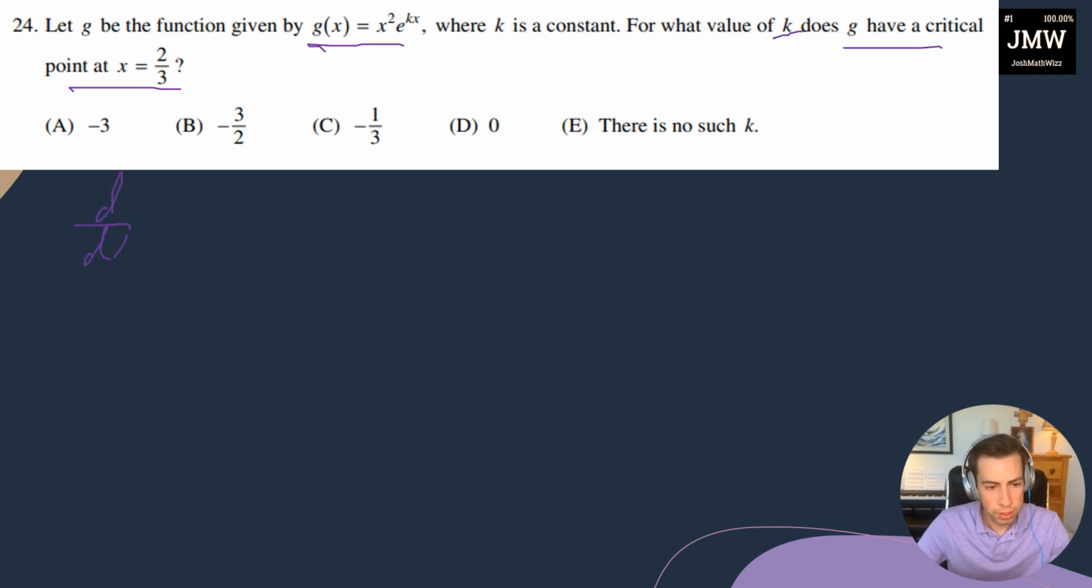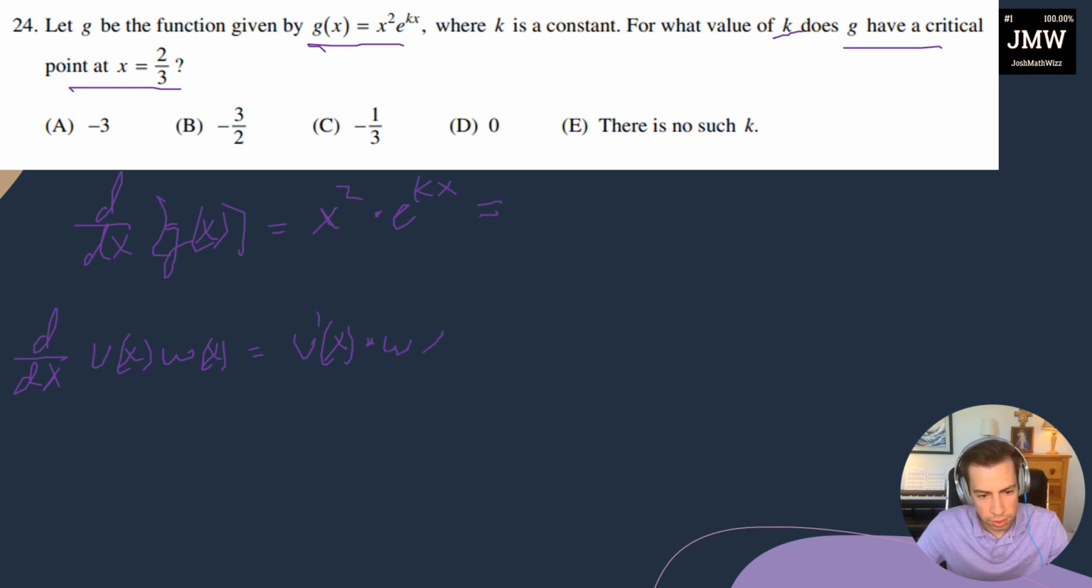So I will say the derivative g prime of x is going to be equal to the derivative of x squared times e to the kx. Now I'm going to have to use the product rule, and if you don't remember what the product rule is, that's okay. I'll just go ahead and show you again here. So if I have two functions, it can be any function, we'll say u of x and w of x, then the derivative is going to be equal to u prime of x multiplied by w of x plus w prime of x times u of x.